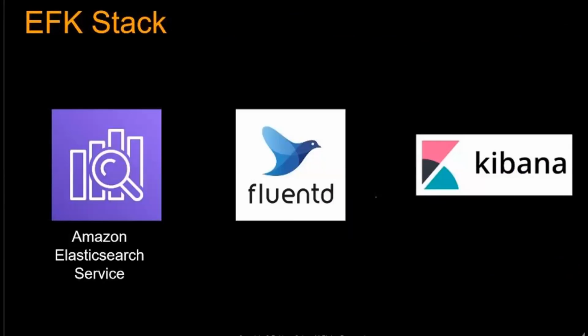So EFK stack is about Elasticsearch, FluentD, and Kibana. Kibana is the dashboard, FluentD is the logging agent. Elasticsearch is the kind of cloud logs in a slightly simple way is what we can think of, guys. Okay, so that's a little bit of theory.